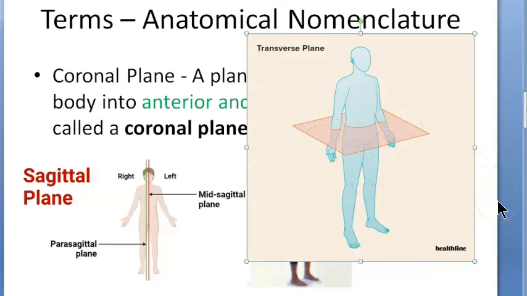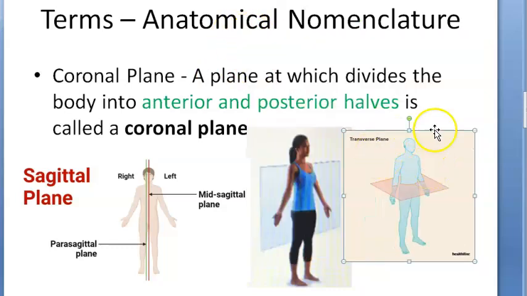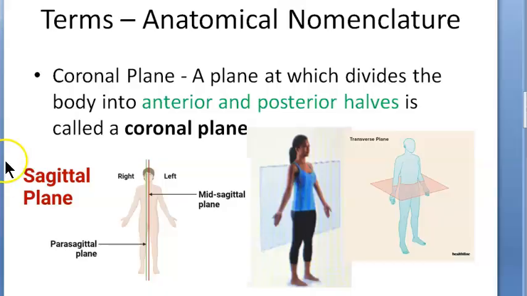Transverse plane means it will divide the body into superior and inferior. This is exactly in the middle, but again it can move up and down. So something will be superior and something will be inferior at all places. Like this is superior and this will be inferior, relative. But if you divide the body in the transverse plane, you're dividing it into superior and inferior. You can also say horizontal plane. Very good.